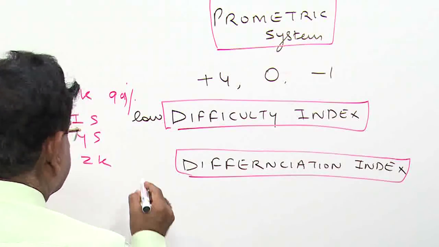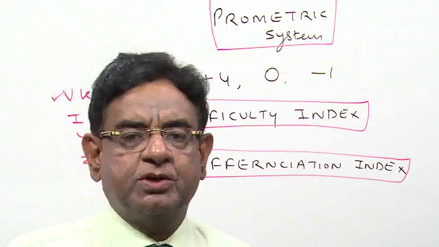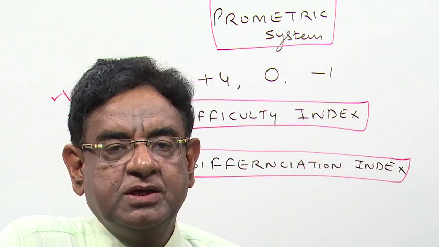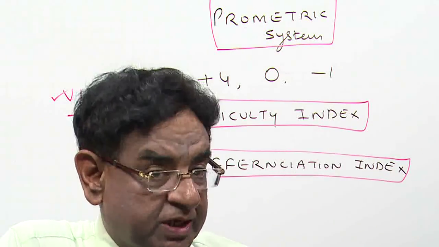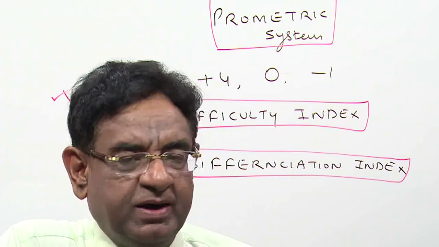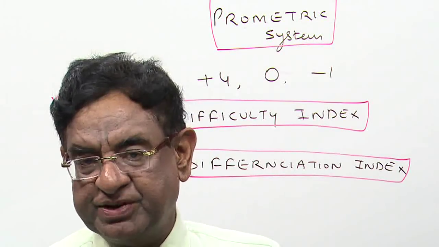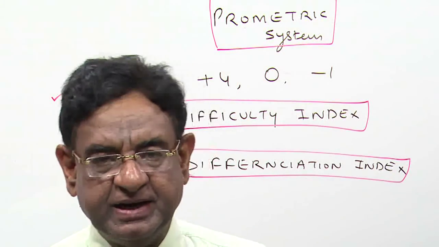Differentiation index is again low, meaning I cannot differentiate who is a good student or who knows or who doesn't know, because it's an easy question. So difficulty index very low, and differentiation index low because I cannot differentiate between the learned and less learned.